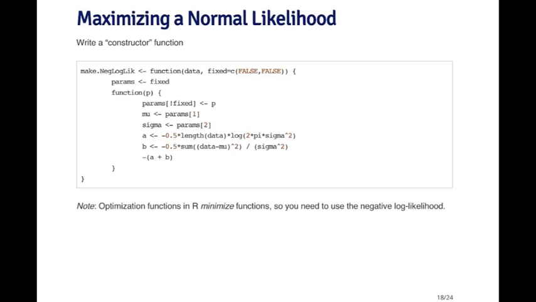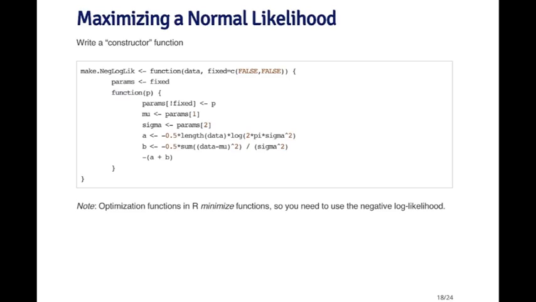Here I've got a constructor function that's making a negative log likelihood because I want to minimize the negative log likelihood function. So this is my objective function. It's going to depend on some data, and so the data is the first argument to this make.NegLogLik function. The second argument is a logical vector called fixed, and it determines whether or not I want to fix some of the parameters. Inside the constructor function, I define another function which takes an argument called p for the parameters, and this is the parameter vector that I want to optimize over.